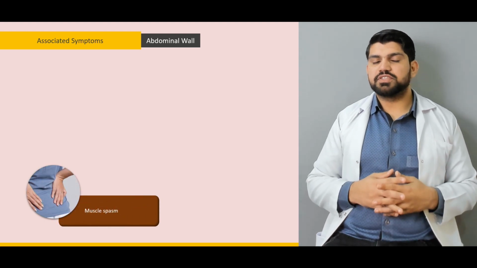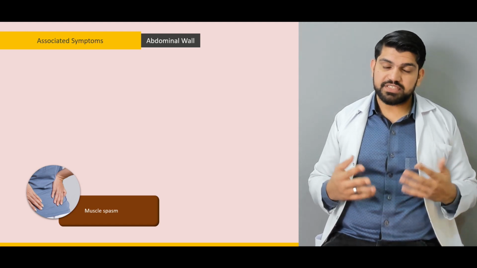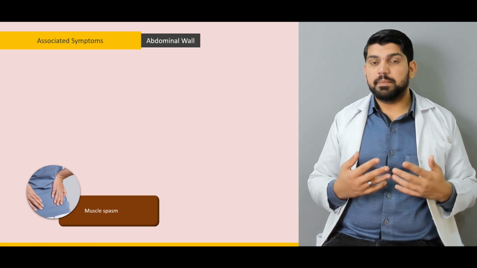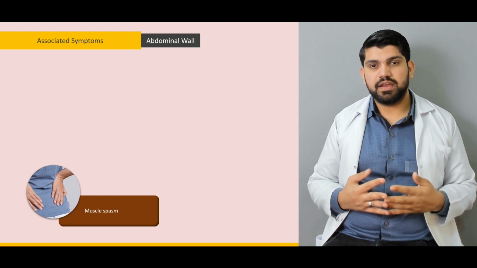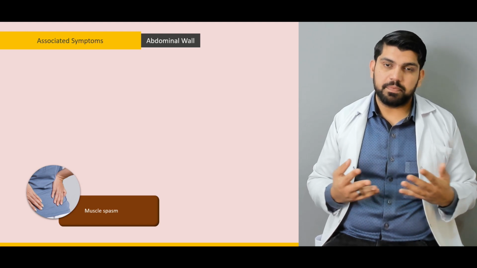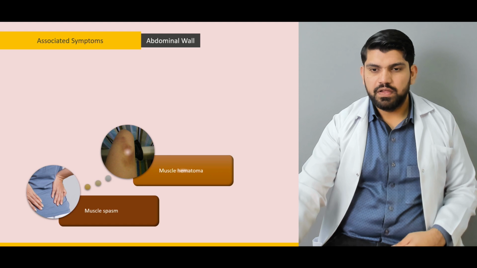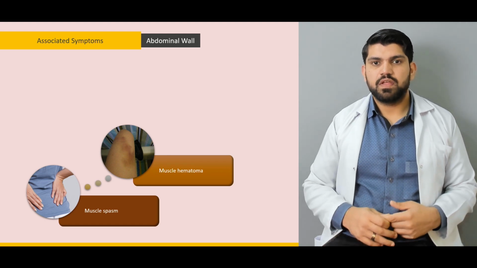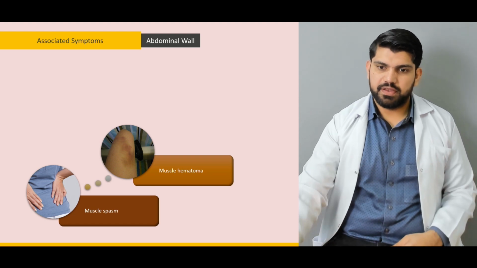So abdominal wall muscle spasm can present with abdominal pain. Any trauma, any injuries, any vigorous exercise, or sudden onset of abdominal spasm can present with abdominal pain, especially the cramps a patient gets when they have multiple episodes of loose stools or diarrhea going on. Muscle hematomas, a collection of blood in the abdominal wall, can present with abdominal pain.